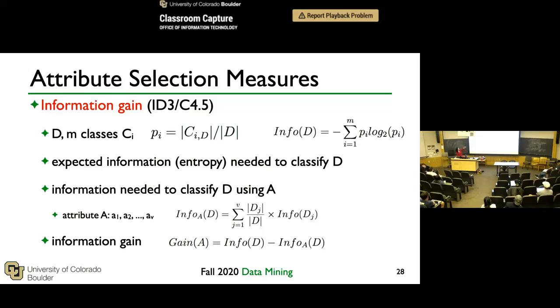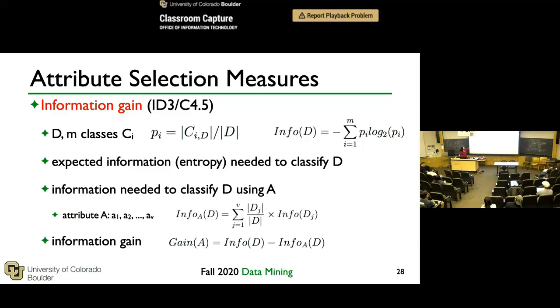D is my data set, that's my training set. I have a few classes, so I have M classes. C sub i is the ith class. Since I have a training table, I know which objects belong to which class.